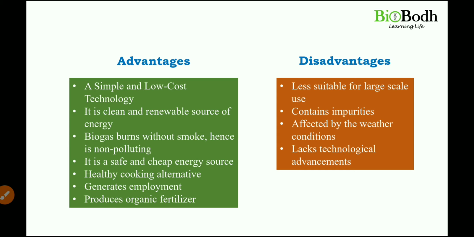Then it is affected by the weather conditions. So this is one of the most affecting parts of setting up a biogas plant. Why? Because this biogas plant is situated outside the house or the factory or something like that. It is present in the open area. Open area means it is not covered, so it is affected by the environmental conditions. If any weather condition is changing, then it is going to affect the production of biogas. Then it lacks technological advancements.